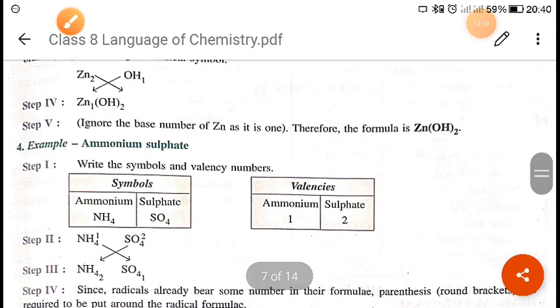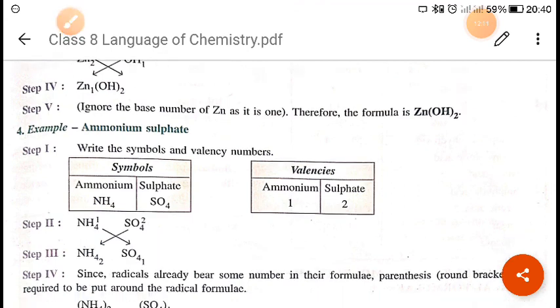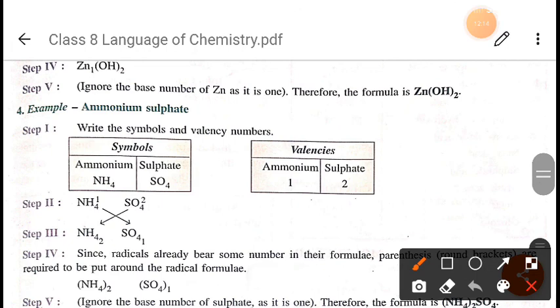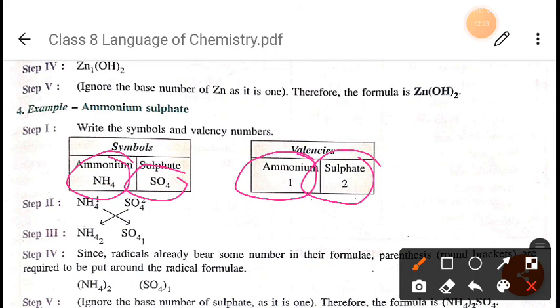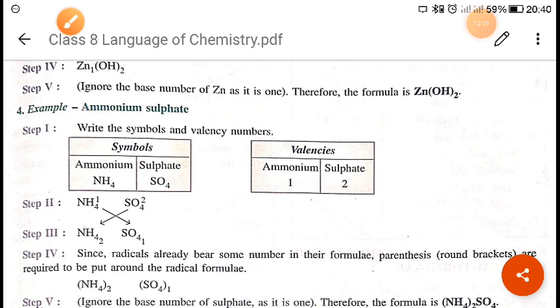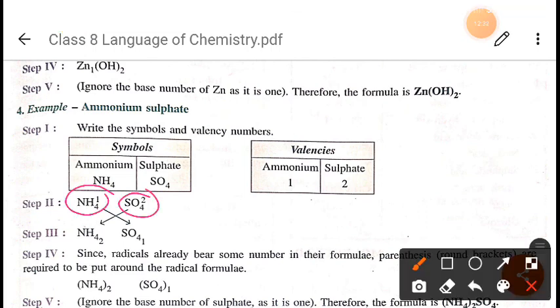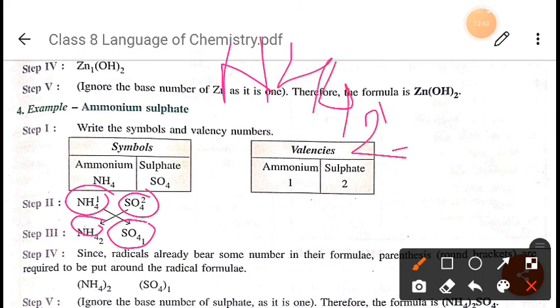Now one more example is given, ammonium sulfate. Again you can see, ammonium is NH4 and sulfate is SO4. Ammonium has a valency of 1, sulfate has a valency of 2. So ammonium will give its valency to sulfate, and sulfate will give its valency to ammonium. So how can we write it? NH4 1, SO4 2. Then after interchanging, NH4 2 and SO4 1, right?